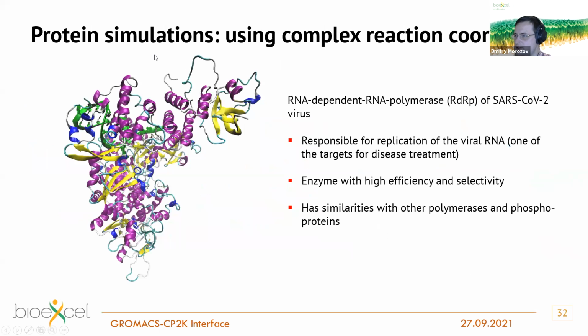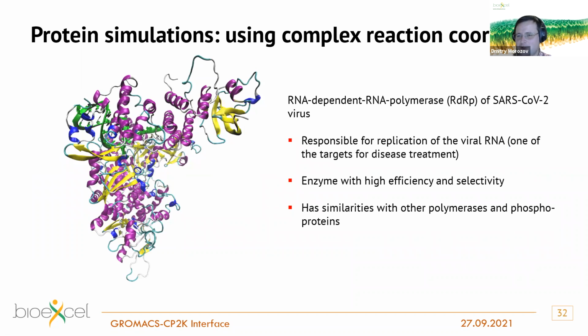Let's say, in this case, this is closer to where we are now, I mean, in the pandemic. So basically, this is the enzyme called RNA-dependent RNA polymerase of the SARS-CoV-2 virus.